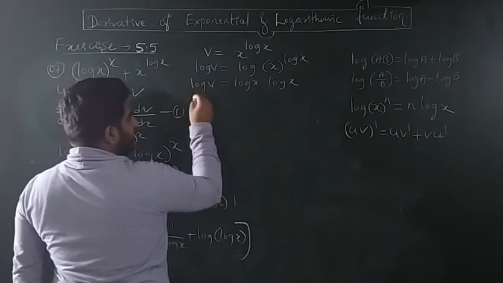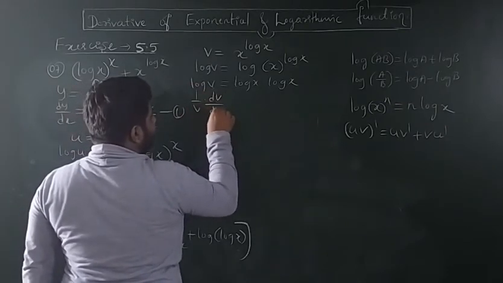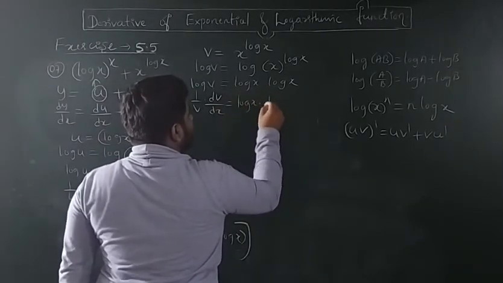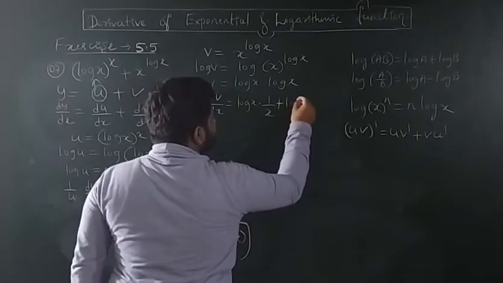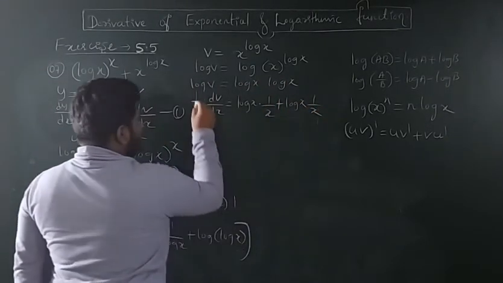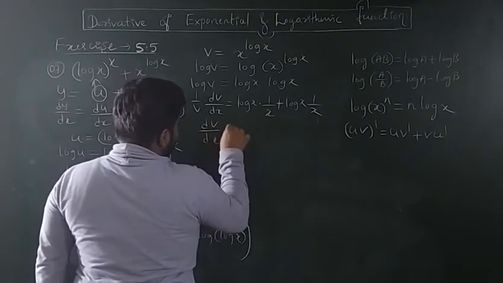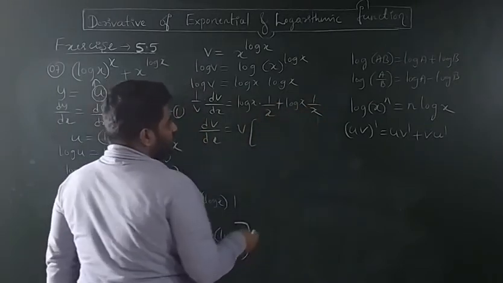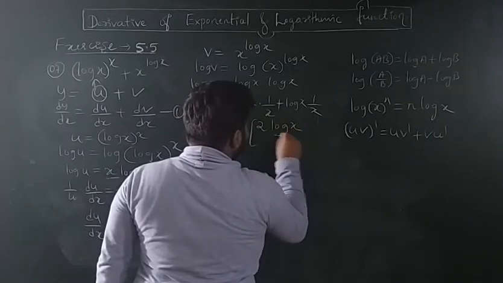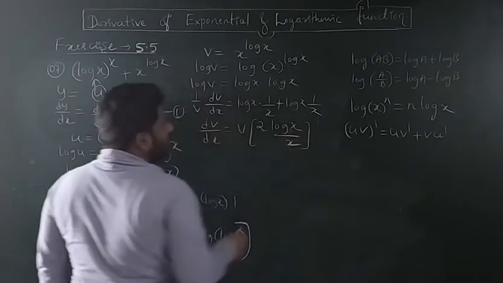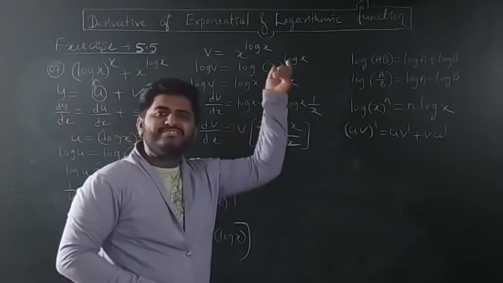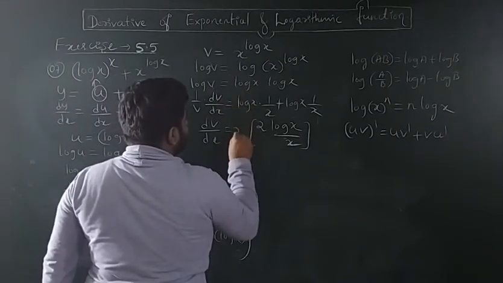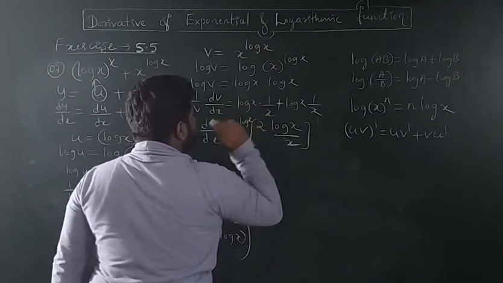So again, log v, now differentiate: 1 by v into dv by dx. Two functions are there. So first function log x as it is, differentiation of log x is 1 by x, plus this log x as it is, differentiation of log x is 1 by x. This v comes to this side, so log x divided by x plus log x divided by x. So we can write 2 times log x divided by x. Whatever v is there, x to the power log x, we have to substitute that one.